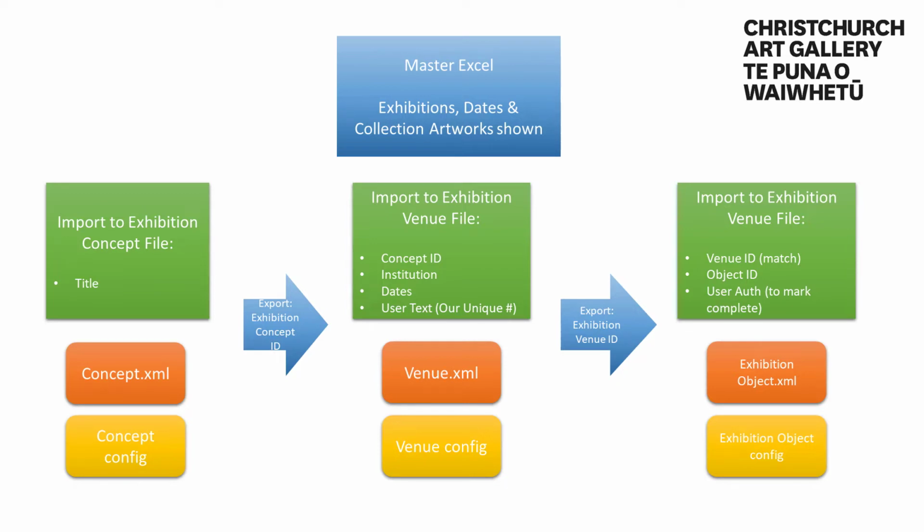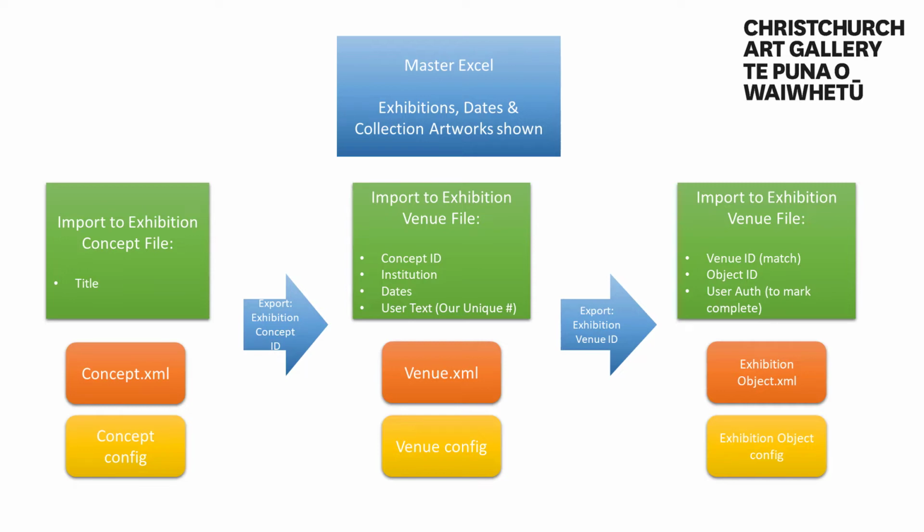The first import was to this exhibition concept file, which effectively at that point we were just capturing the title. So we had an import for that. That enabled us to export the concept IDs, which we incorporated into the exhibition venue file. So into that we were bringing the concept ID, the institution, which was us, the dates, and our own unique number for those exhibitions. So that had its own XML and configuration.